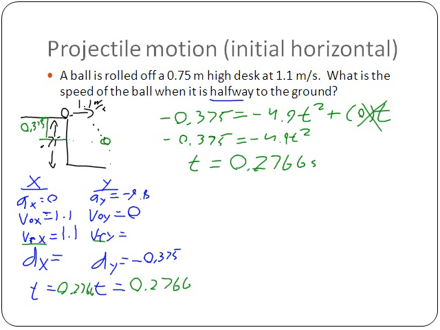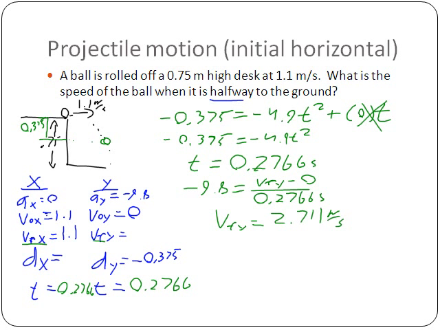And so to find that, if we're looking for the final velocity, we're going to use our acceleration equation. So negative 9.8 is equal to final velocity, vfy, minus the original velocity 0, over the time, which we just found, 0.2766 seconds. And so vfy would be 0.2766 times negative 9.8, and then add 0 to that, which obviously doesn't change a whole lot. And when you do that, I get 2.711 meters per second.